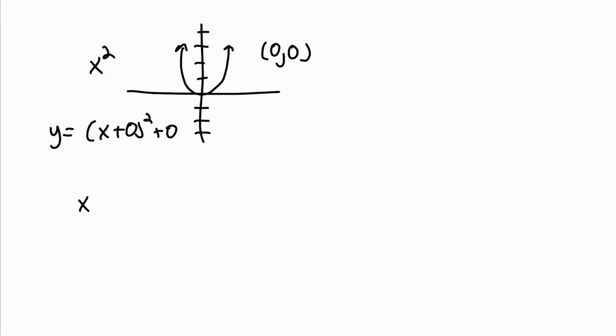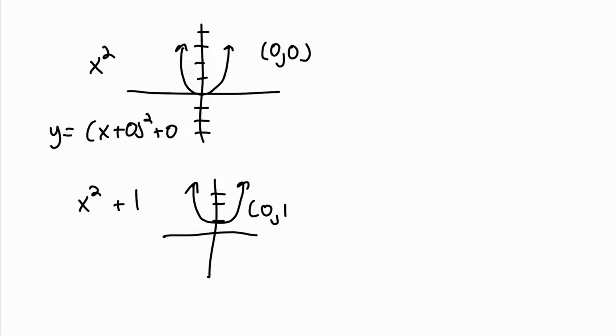Let's look at x squared plus 1. If we were to draw this, we would see that the quadratic is shifted up by 1 and it has a vertex of 0, 1. Writing this in vertex form would look like y is equal to (x plus 0) squared plus 1.